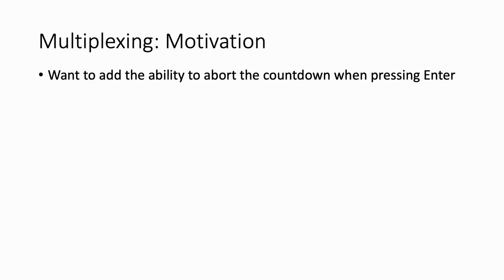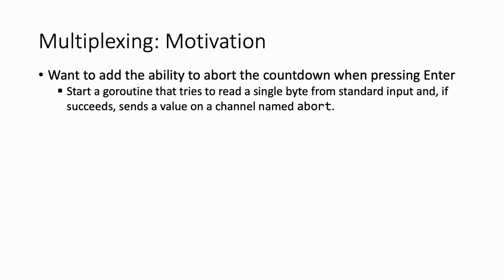The previous countdown program works okay, but now we want to add the ability to abort the countdown when pressing enter at any time. Our solution is to start a Go routine that tries to read a single byte from the standard input, and if it succeeds, sends a value on a channel named abort.